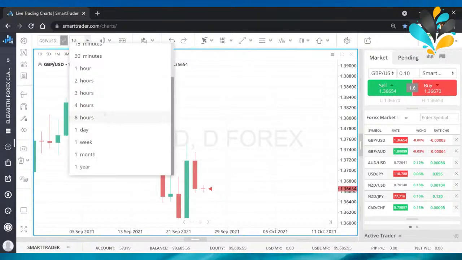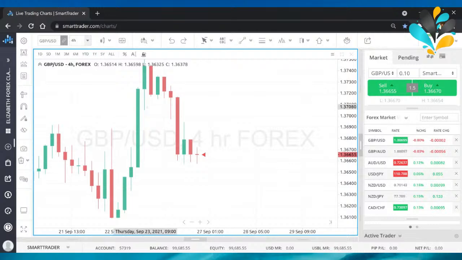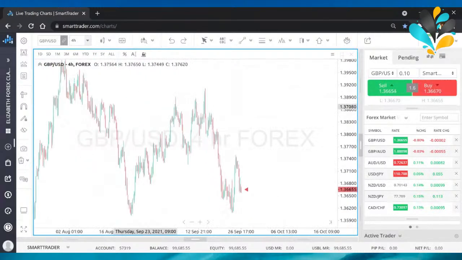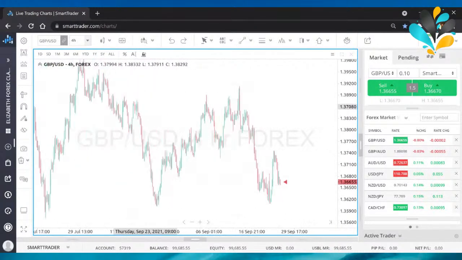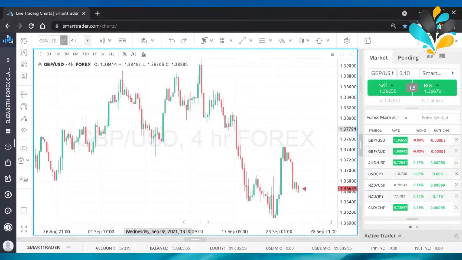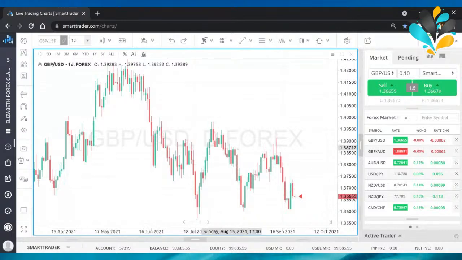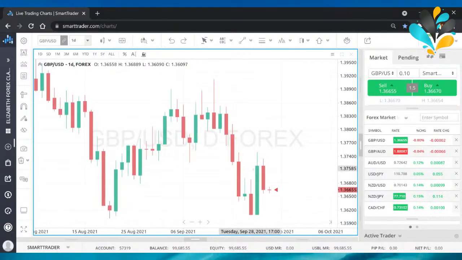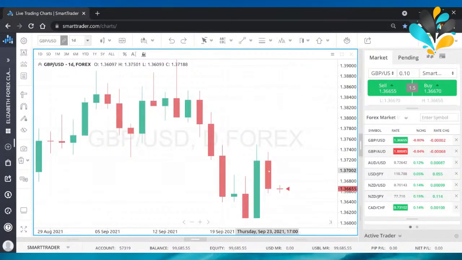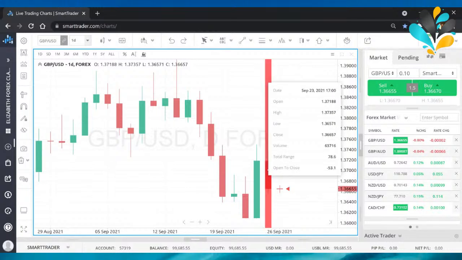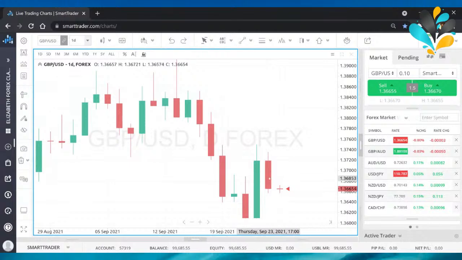So moving on from the 1 day, if we go to a 4-hour time frame, again, you're going to see more candles, but the smaller time frames only show more candles because it's showing you how each of the candles on the larger time frame form. So if we go to the 1 day time frame, this candle would have represented Thursday, September 23rd. This candle represents today, September 26th.